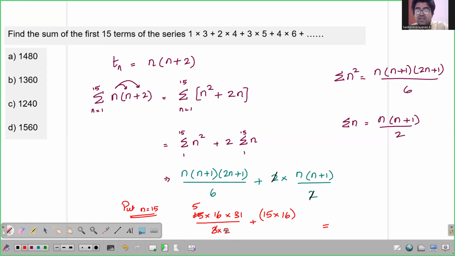So on calculation, we can see that 3 will go into this 15, 5 times. 2 cancels in this 16, 8 times. So you can say 8 5s are 40. 31 into 40 is 1240, plus 15 into 16, which comes as 240. So 1240 plus 240, the answer will come as 1480. That's the total I am getting here. Looking at the options, option A reads 1480 and that is going to be my choice.